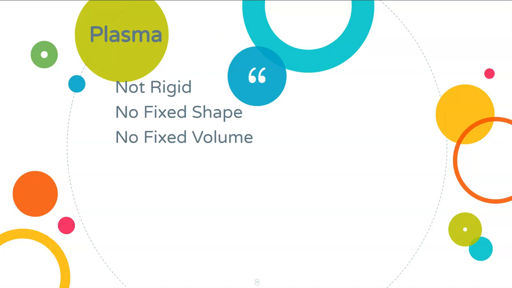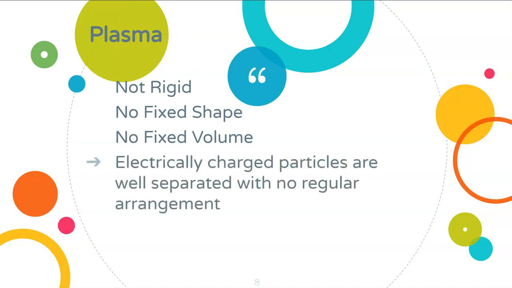Plasma is really unique. What plasma does is it takes the molecules that are within the air or within an element, and it applies electrical charge to it. These electrically charged particles are well separated. They are further apart than even gas, with no regular arrangement. So its particles are far, far apart, even more so than gas.